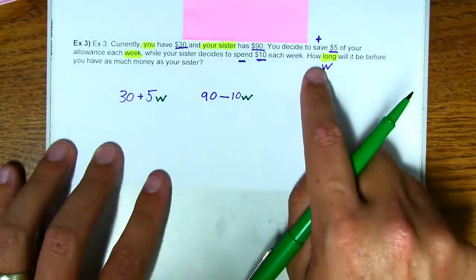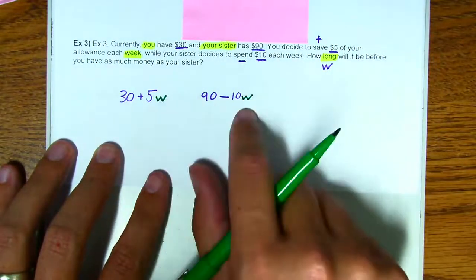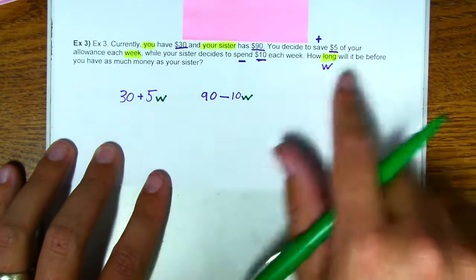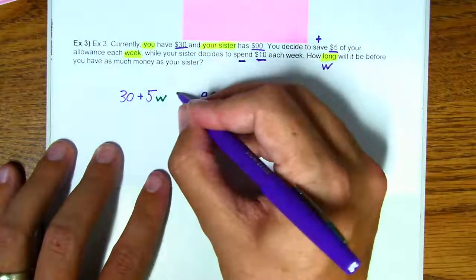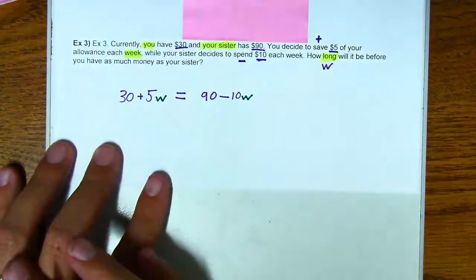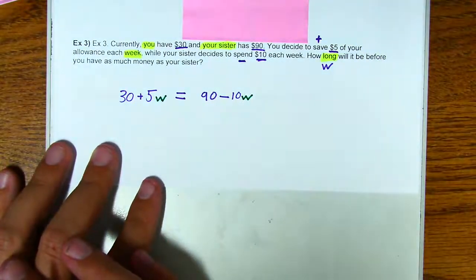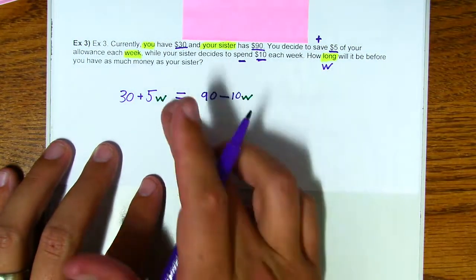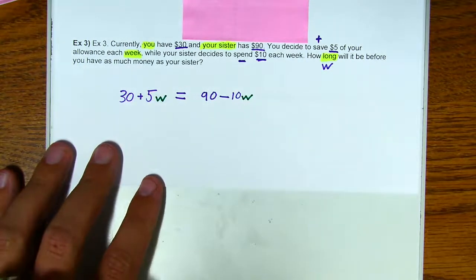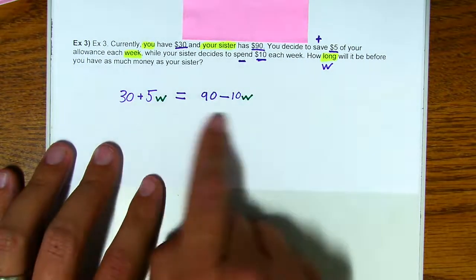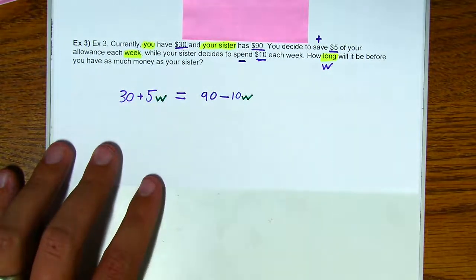Now, we want to solve for W, but we want to solve at the point where the money is the same amount. So what we're actually going to do is set them equal to each other. When we set them equal to each other, this helps us solve for our variable. So now we have variables on both sides, and we're going to solve for our variable.